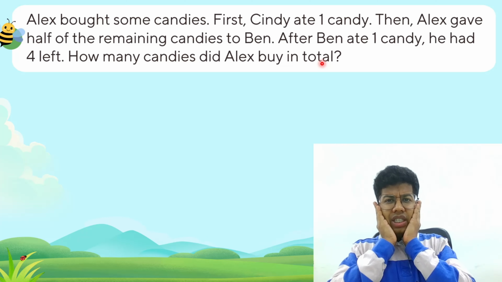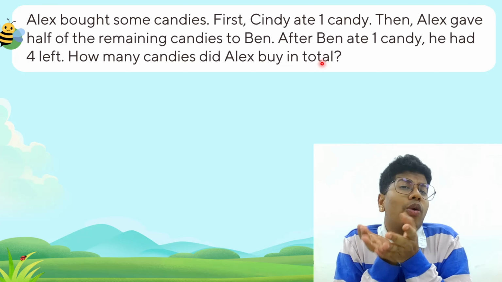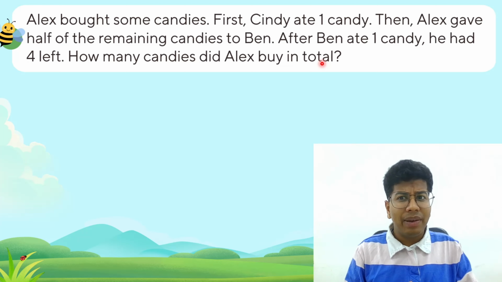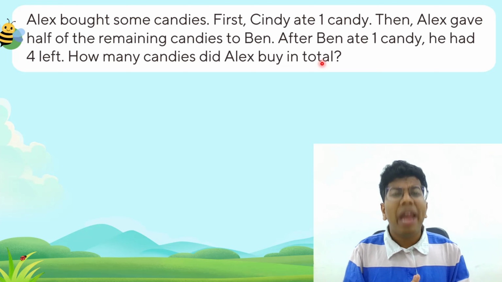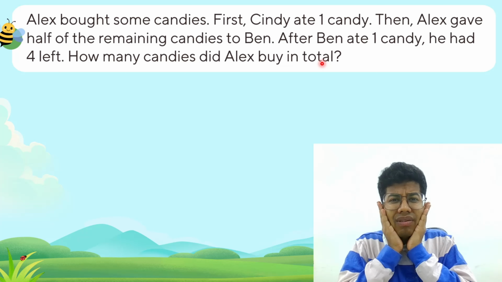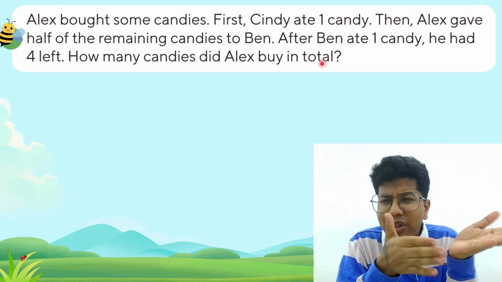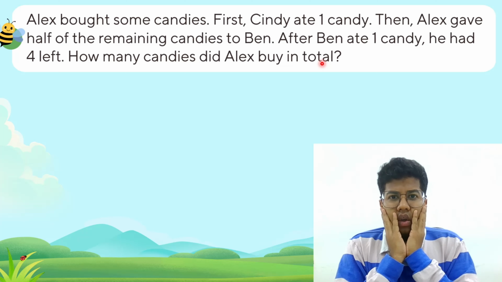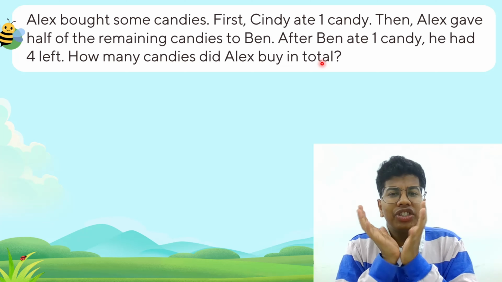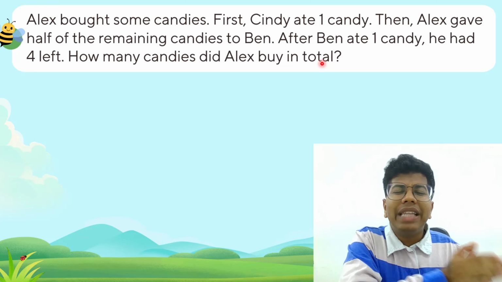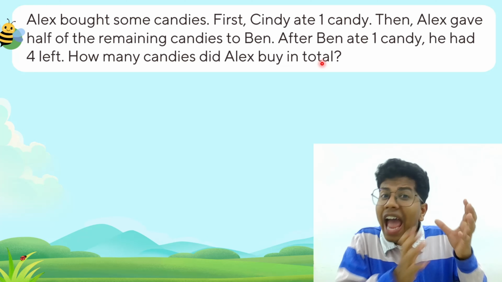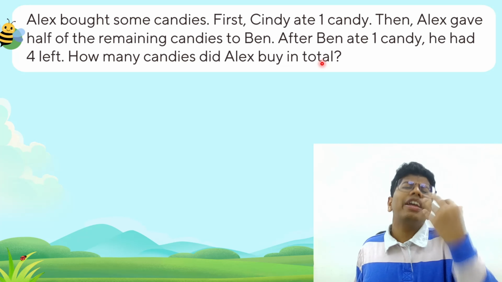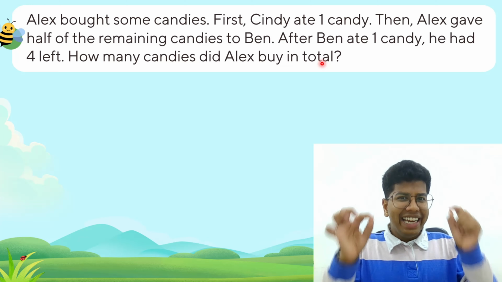So here in this question, Alex has some candies. We don't know what is the number of candies at start. Then he first gave to Cindy just one candy. Then half of the remaining to Ben. And Ben ate one. The problem is it's too difficult to visualize because there are so many numbers and situations all at once. So the problem is at start we don't know. But the process we know that he gives candy, and we know the final result. That is, there are 4 candies left. So how can we find out the number of candies he had in total?